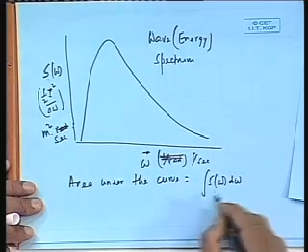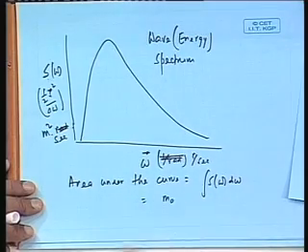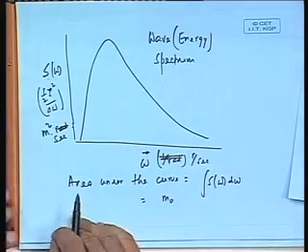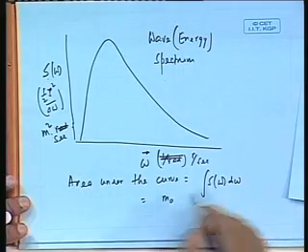I can call, some people call this M0. You know, by definition you can call this M0. You call the area under the curve to be M0. I will come to that a little later on about this M0 and M1 part.